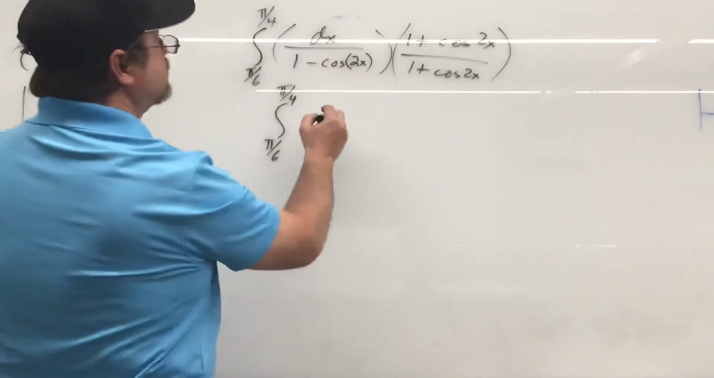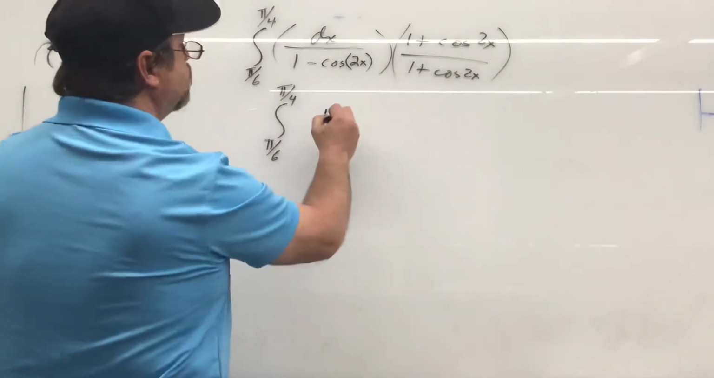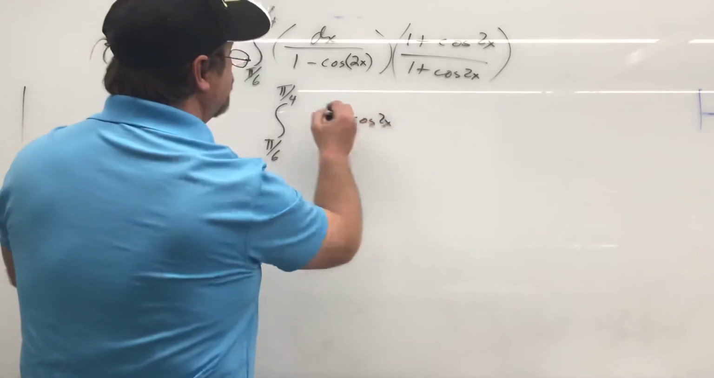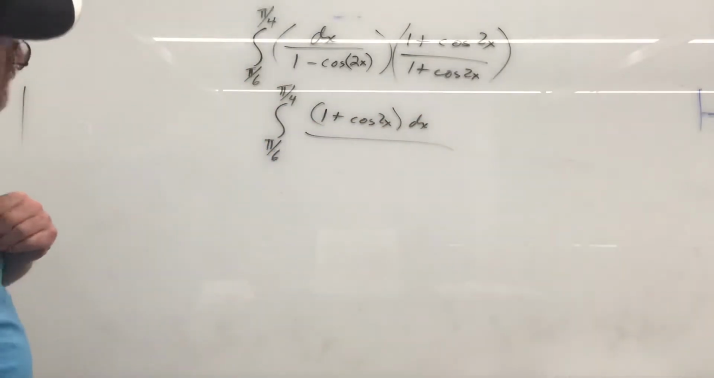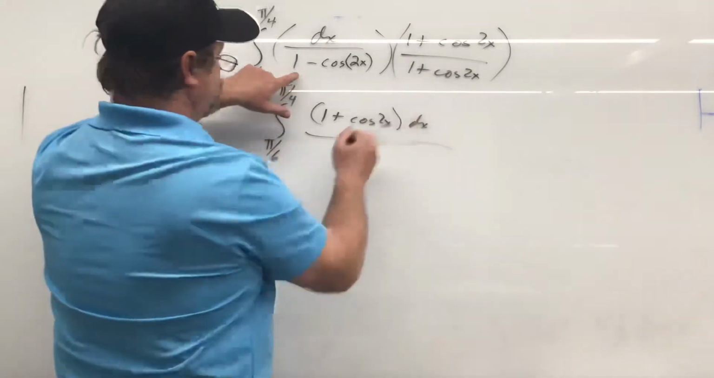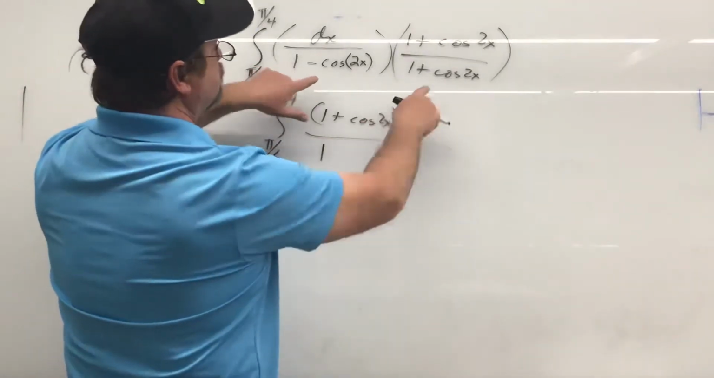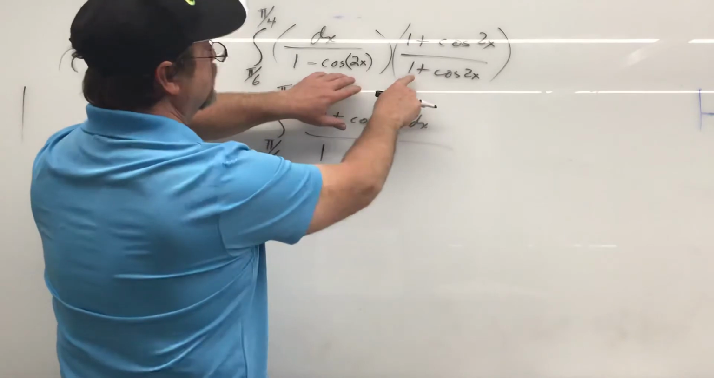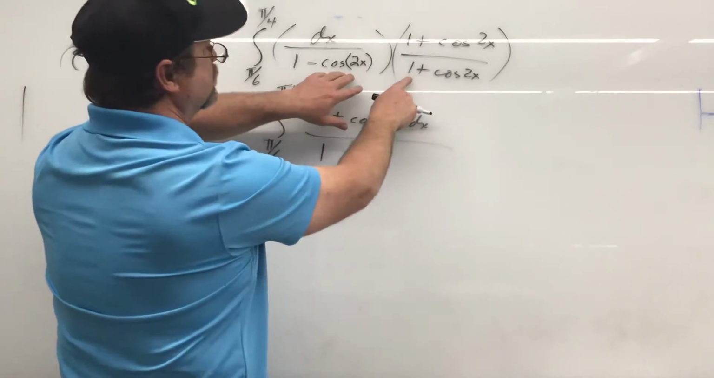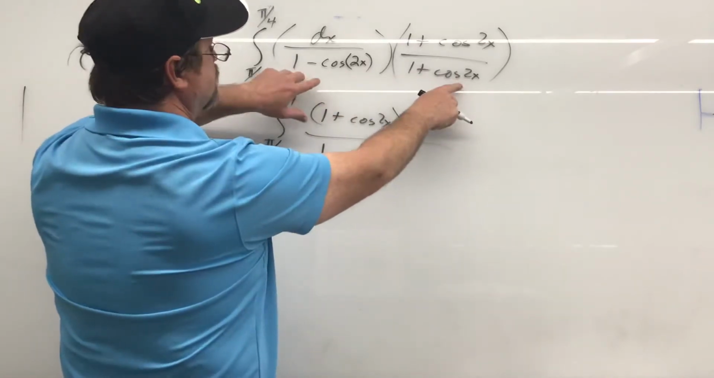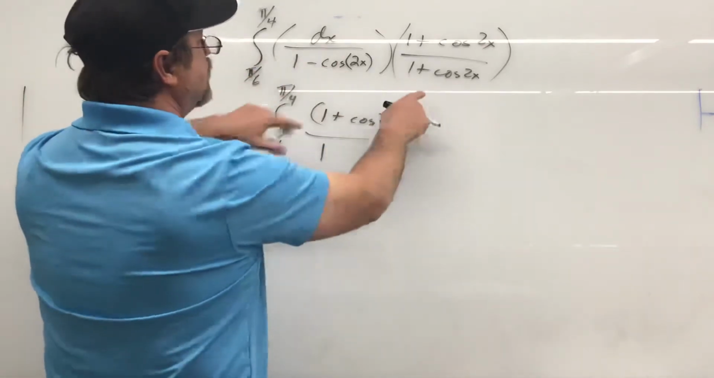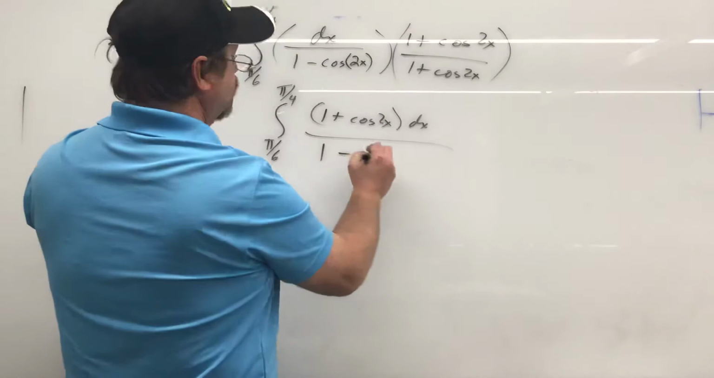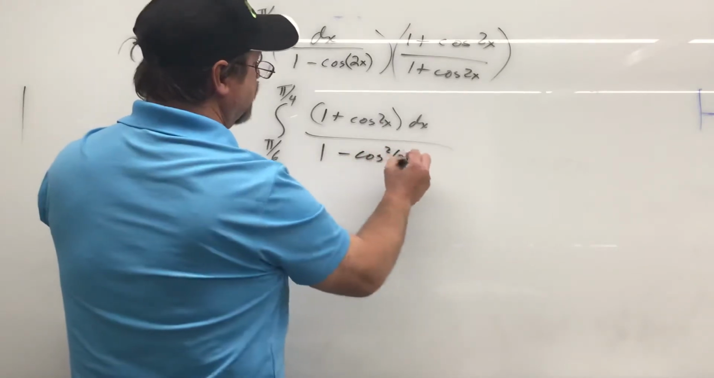It doesn't have any impact on dx, other than to say now I have 1 plus cosine 2x in the top, dx. And what do I have in the bottom? Well, this is the FOIL method, right? First times first is 1. Inner is 1 times minus cosine 2x. Outer is cosine 2x times 1. Those cancel each other out: plus cosine 2x minus cosine 2x, nothing there. And then minus cosine squared of 2x.